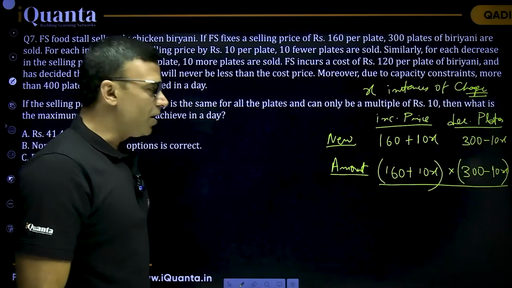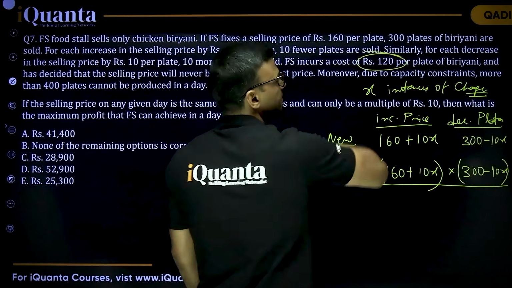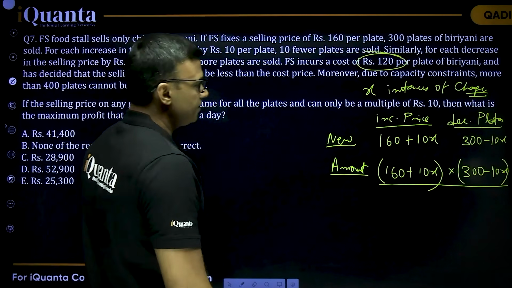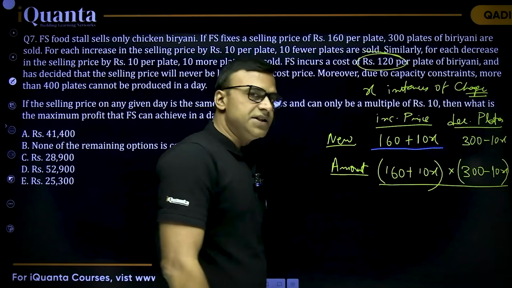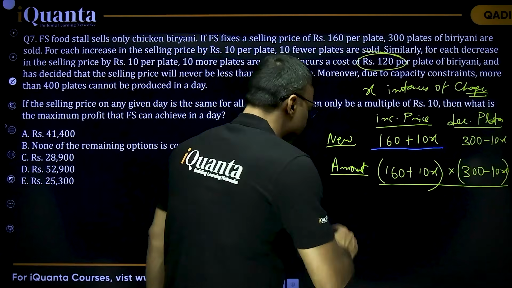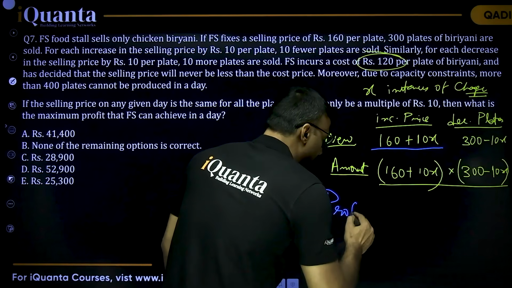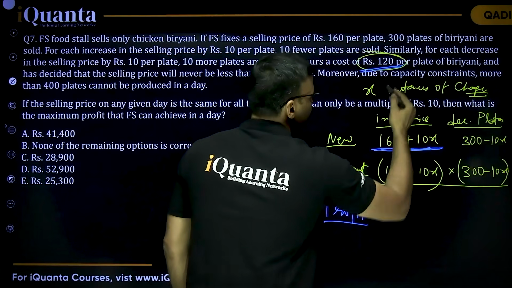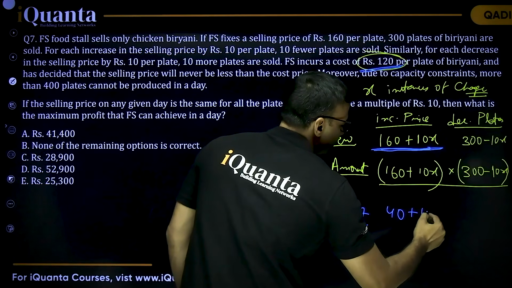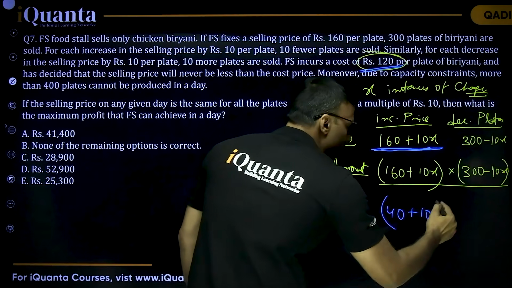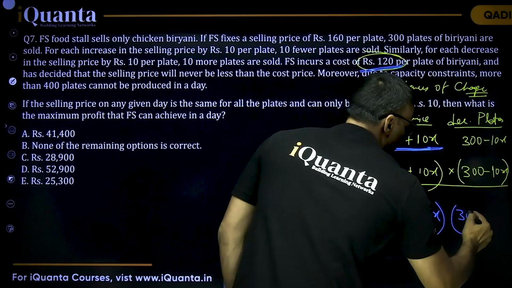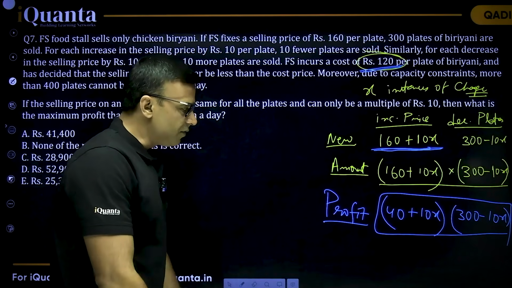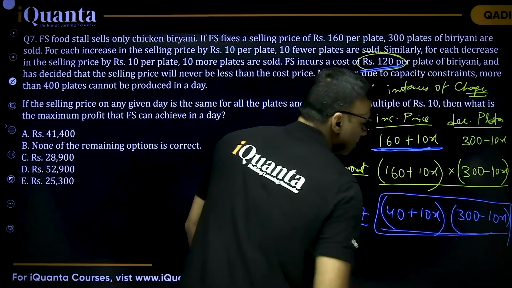But we don't have to bother about amount collected. Why? Because the cost is fixed. So let's focus only on the profit. What will be the profit of one plate? The price of one plate that we are selling at is 160 plus 10x. Cost is 120. So the profit, how do you calculate profit? Selling price minus cost price. So 160 plus 10x minus 120, that is 40 plus 10x. This is profit per plate into the number of plates. Number of plates is going to be the same, 300 minus 10x. We have to find the maximum value of this quadratic expression.